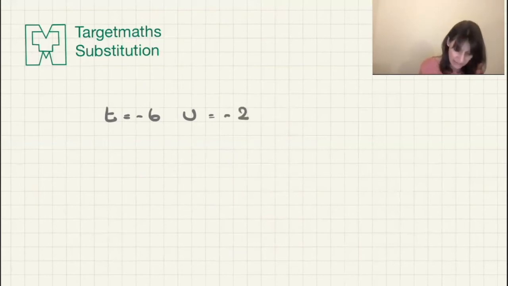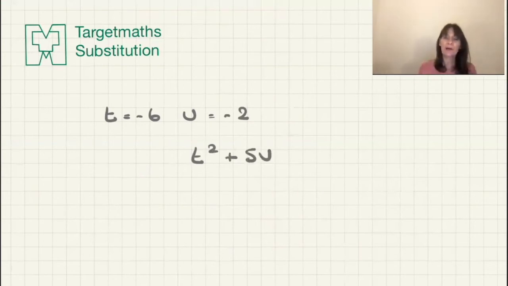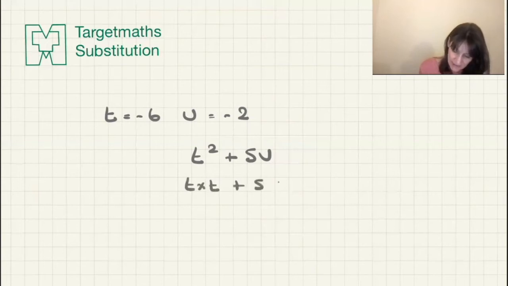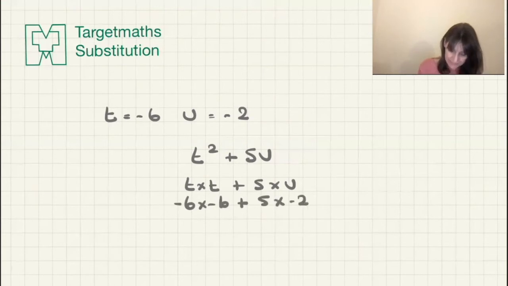Right, try this one for me. t squared plus 5u. All right, hit pause, just have a go, and then play when you're ready. Okay, so I'm looking at t times t plus 5 times u. My t is negative 6, so minus 6 times minus 6 plus 5 times minus 2. Let's do this bit first. Minus 6 times 6. Let's do the numbers first.